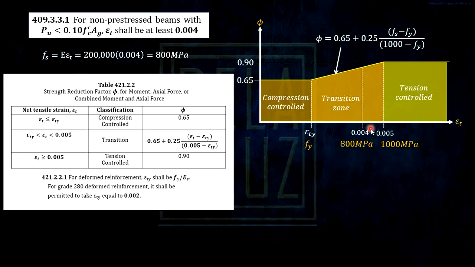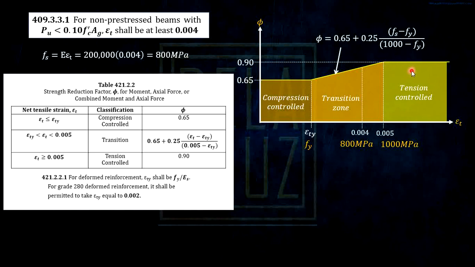But as we can see here, in the range of strain from 0.004 to less than 0.005, or in terms of stress from 800 MPa to less than 1000 MPa, the reduction factor is not constant and is variable, in terms of stresses or strain. So, it does not pass the reduction factor of 0.9.